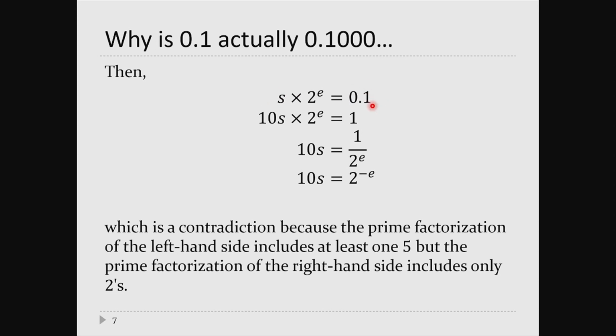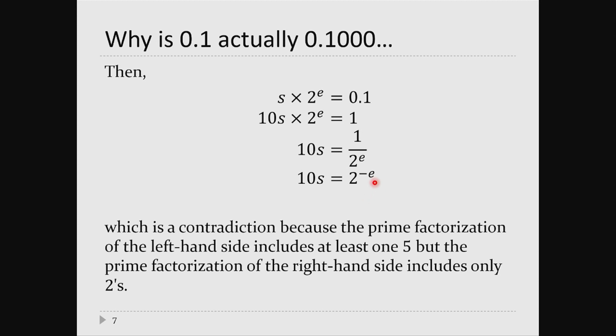That gets rid of the 0.1. I now have 10s times 2 to the power e is 1. Let's divide both sides by 2 to the power e. So I get 10s is equal to 1 over 2 to the power e. And 1 over 2 to some exponent, I just negate the exponent. So I can write that as 10s equals 2 to the minus e. And that's a contradiction.